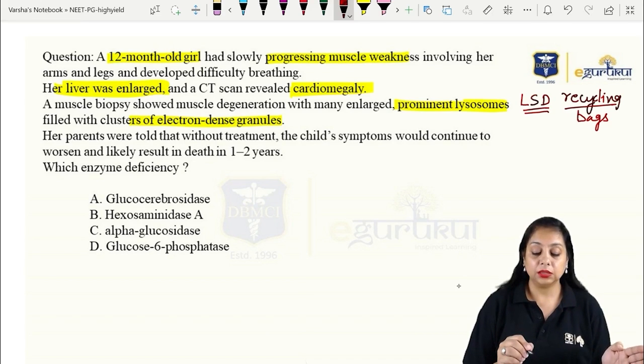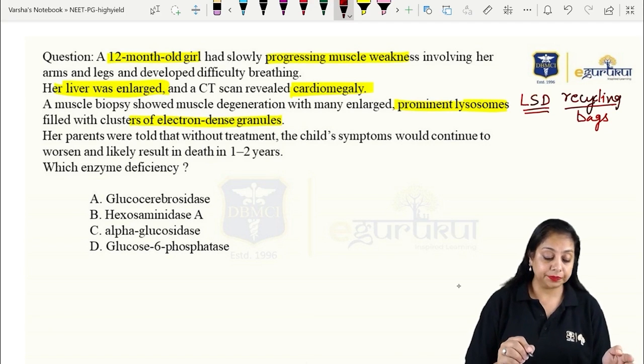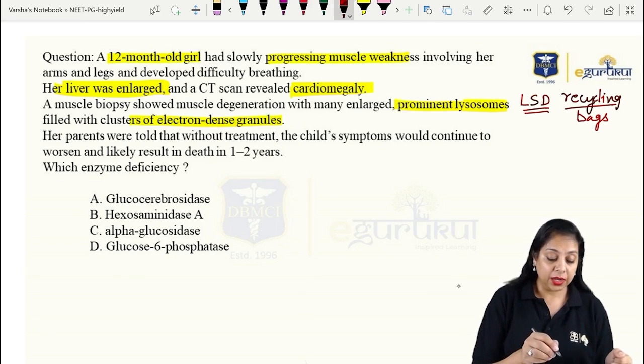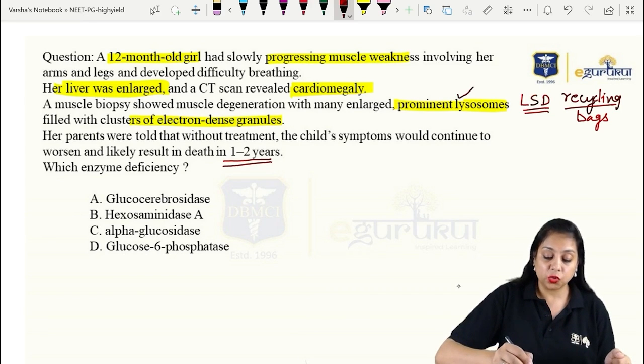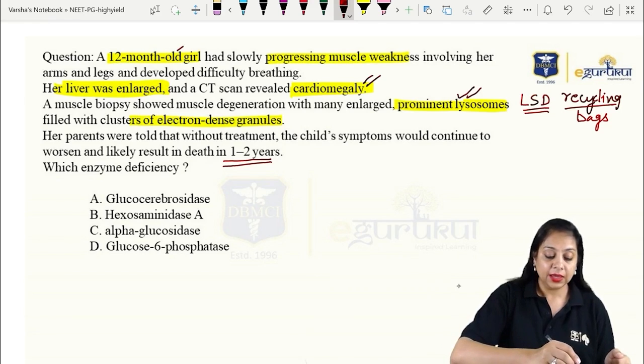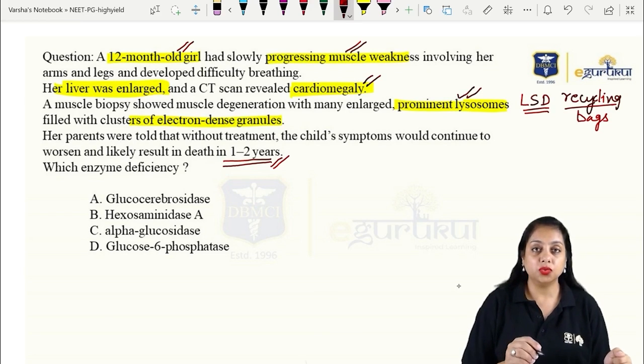If lysosomes are being accumulated by something, there is a chemical entity or compound, maybe a protein, lipid, or big carb, that is not being degraded properly and has a complex structure. We know a few facts: lysosomal storage disorder, cardiomegaly, a baby with muscle weakness, and death within 1 to 2 years.